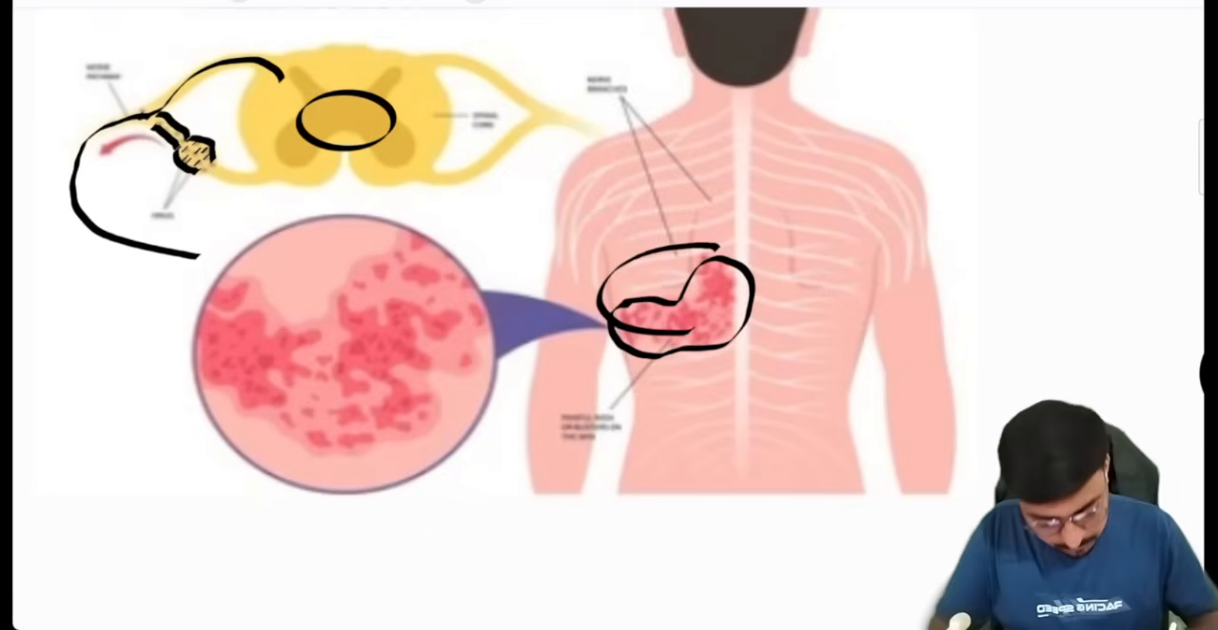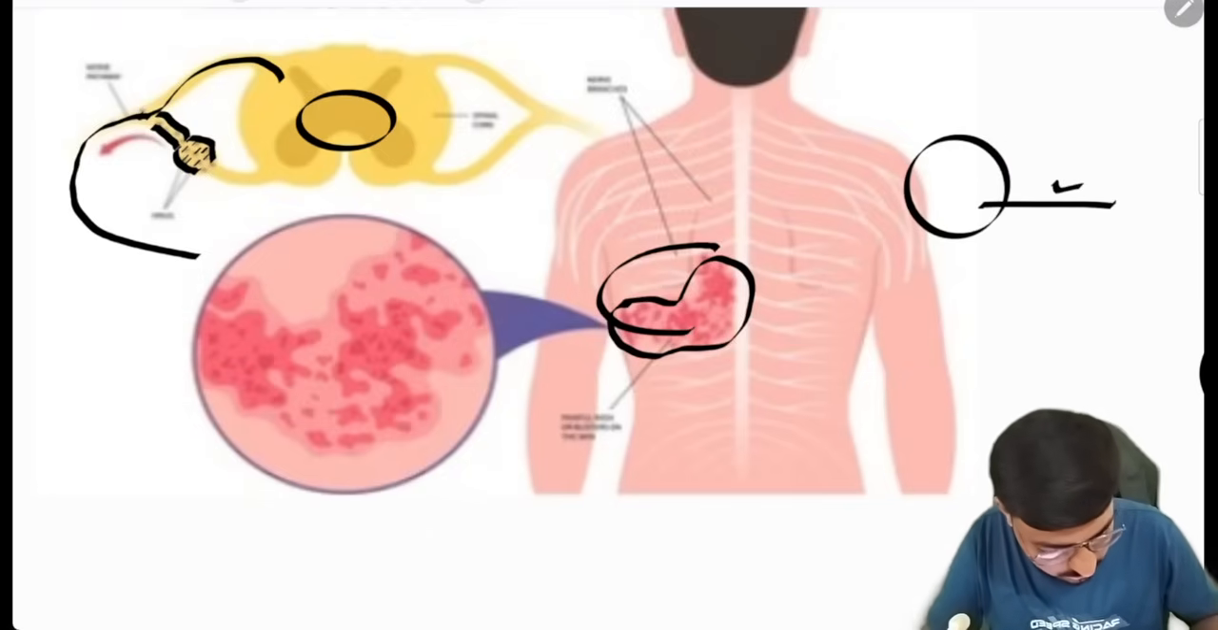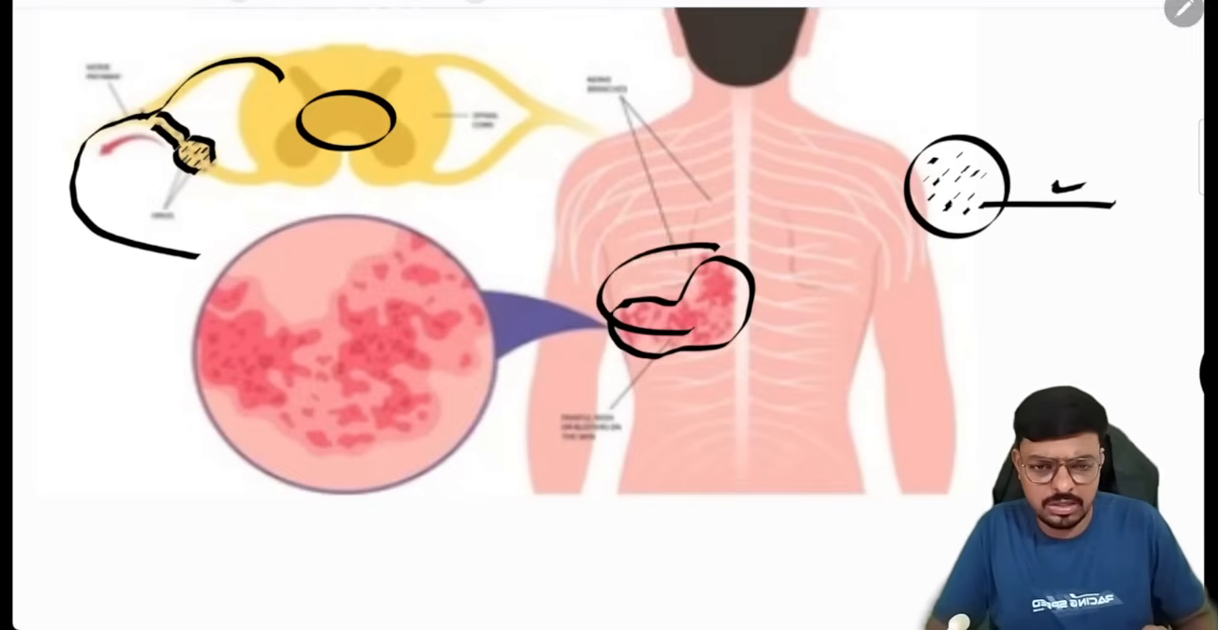Yes, so one nerve root and its particular skin, which is having the rashes. Due to this one nerve and its particular part of the skin having the rashes, we call this the dermatome distribution of the rashes. So what is the dermatome?